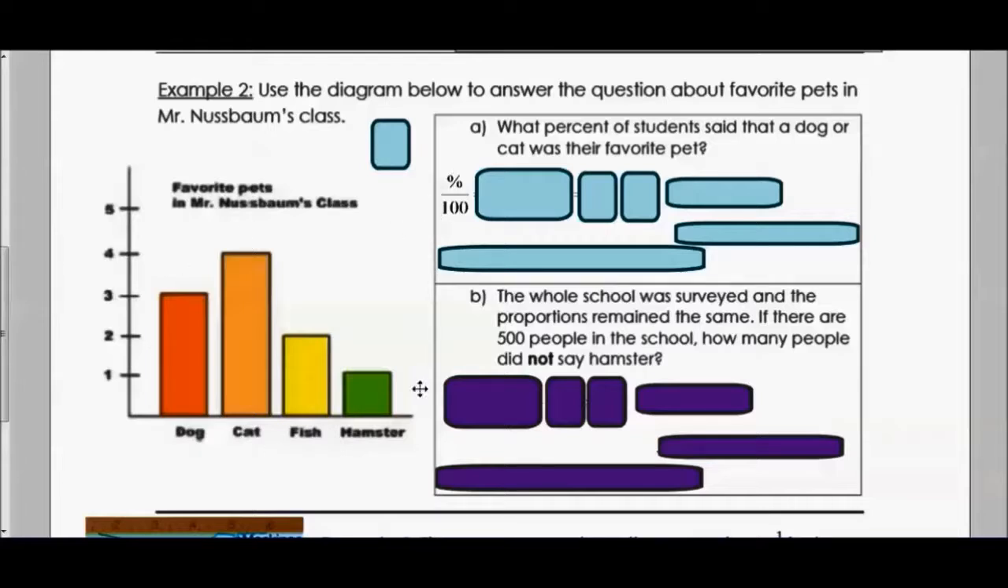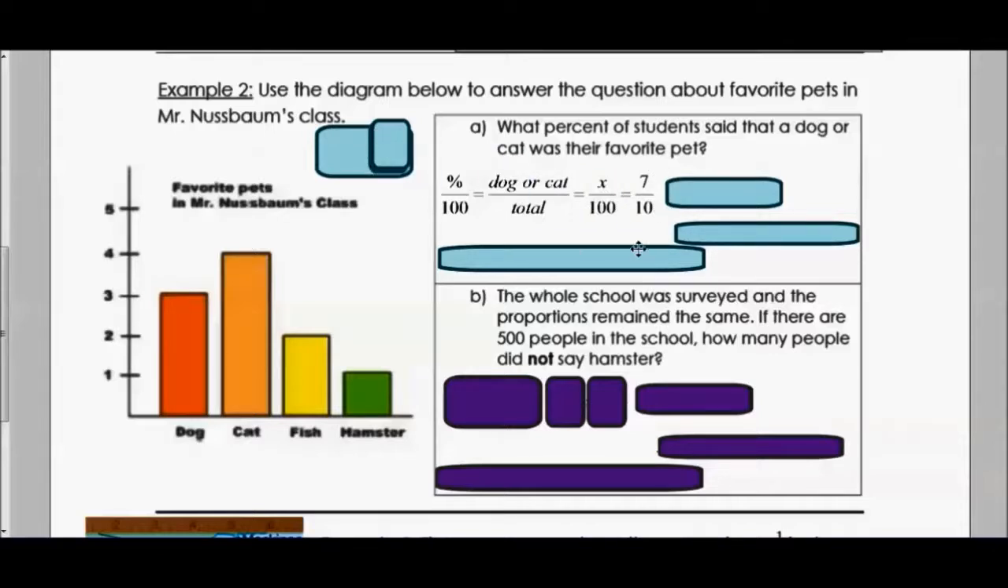So here we have a total of 4, 3, 2, and 1. Our total is 10. This number on the bottom. And our top number, the percent that we're trying to find, is the people that like dogs or cats. That's this 3 plus 4 or 7. All right, so we're comparing the number of people who like dogs or cats to our total. Here that's 7 to 10. And we are given this bottom number always, that's 100, and we're trying to find that percent.